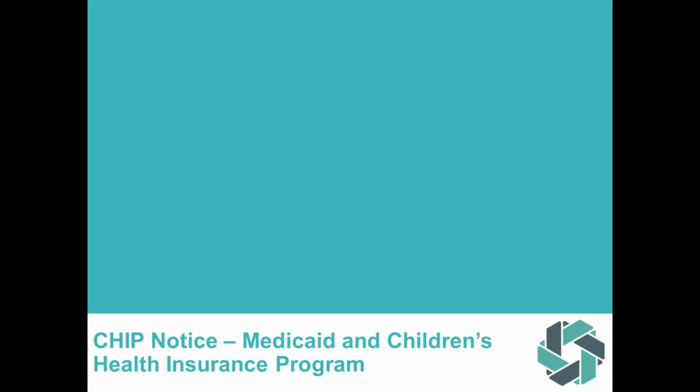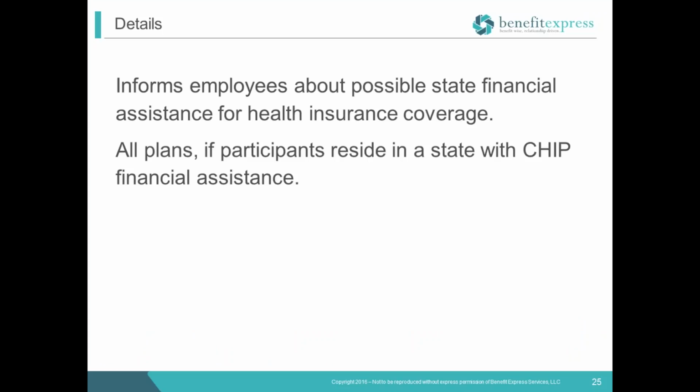Another notice is the CHIP notice. This has to be given out annually. It informs people that they could possibly be eligible for state financial assistance for health care coverage. It applies to all medical plans, but only if participants reside in a state where CHIP financial assistance is available. The form itself indicates which states it applies to, and in the past Illinois was not included in that.